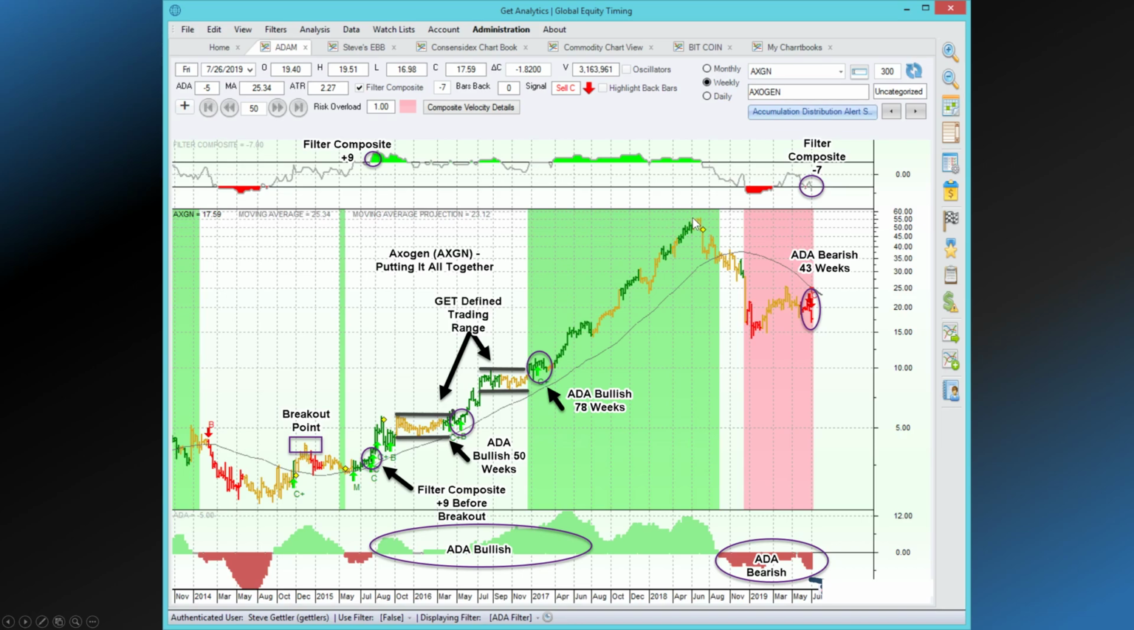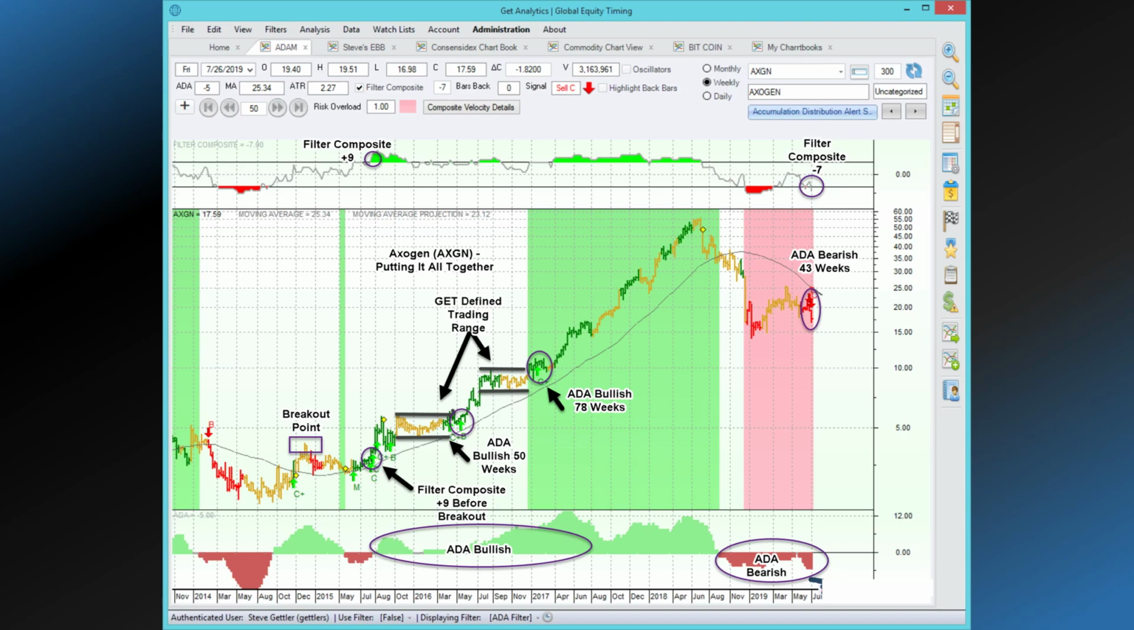So I hope you enjoyed this edition of the World of Global Equity Timing. We reviewed in detail what we're looking for in a successful trade, and one of the positive features of global equity timing is that it helps us determine whether to buy or whether to sell.